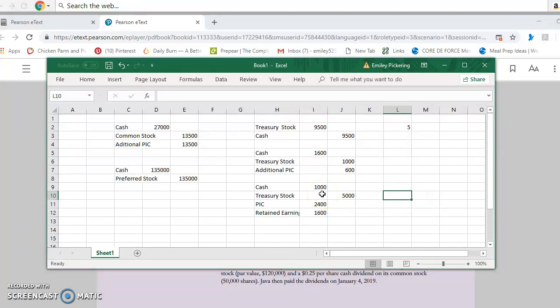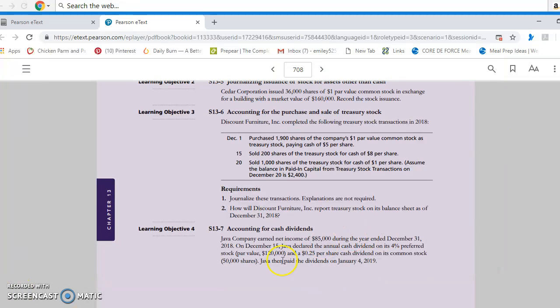So if I end up selling my treasury stock for less than what I bought it for, first, I'm going to lower my paid-in capital, and hopefully you have more paid-in capital than what you have to lower it by. If you don't, then you have to lower your retained earnings by the difference. Okay, so let's talk about dividends. We earned a net income of $85,000 during the year. On December 15th, we declared an annual cash dividend of 4% on preferred stock and 25 cents per share on common stock. And then we paid it on January 4th.